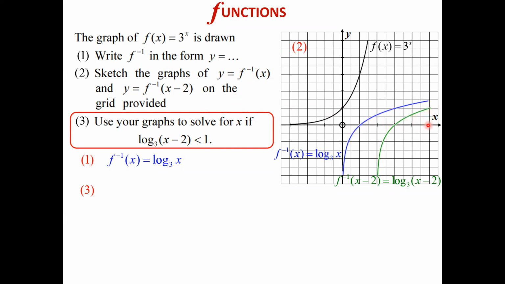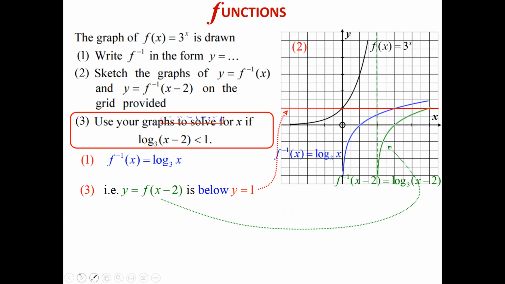And if we find that point on the x-axis, we get 1, 2, 3, 4, 5. So for the green graph, we want to know, when is it below the line y equal to 1? Because that's what the question is saying. So if we trace that point, as I told you earlier, that point is 5. But then we are restricted because the green graph has an asymptote sitting at 2. So it can only be from 2 to 5 and not inclusive. Therefore, we use a round bracket.